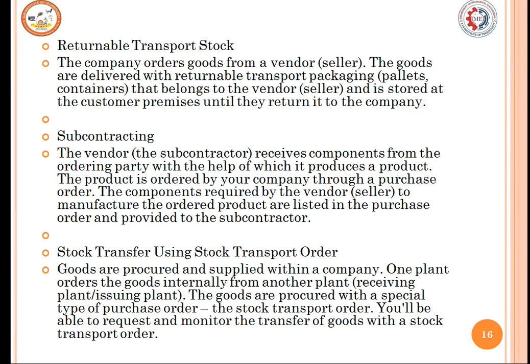Further, stock transfer using stock transport order. It is needed when goods are procured and supplied within a company. One plant orders the goods internally from another plant. Goods are procured with a special type of purchase order. So here you'll be able to stock the material whenever it is needed. You are going to transfer the goods through the stock transport order wherever it is required.